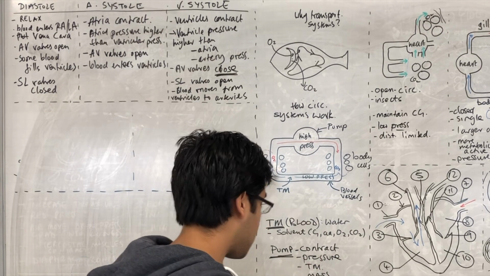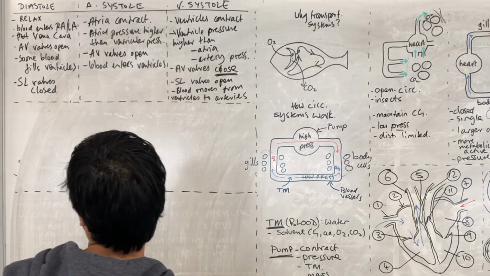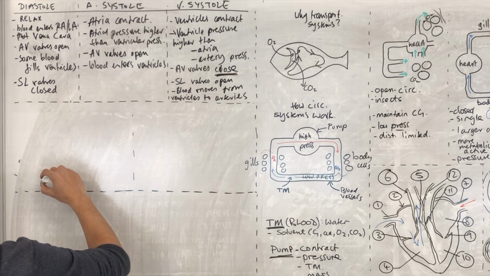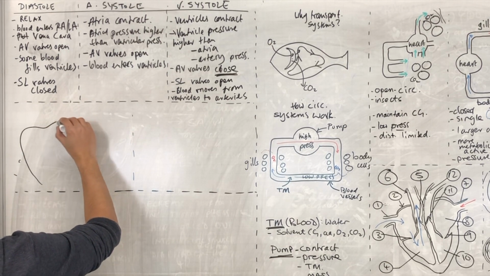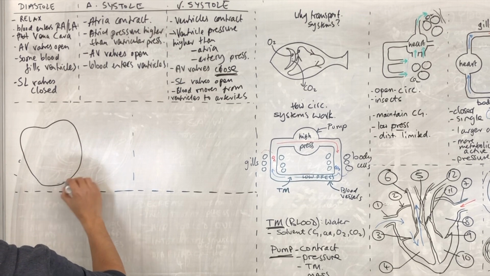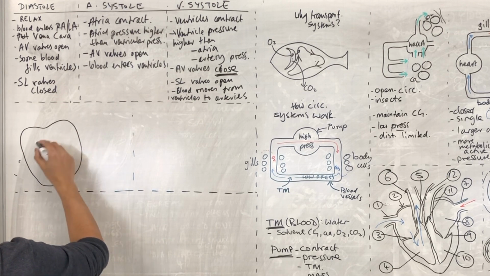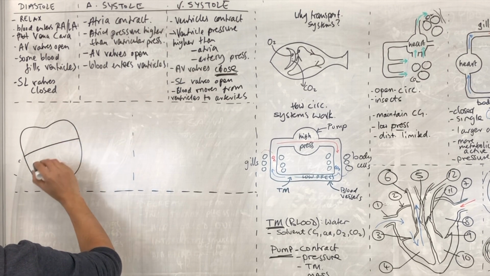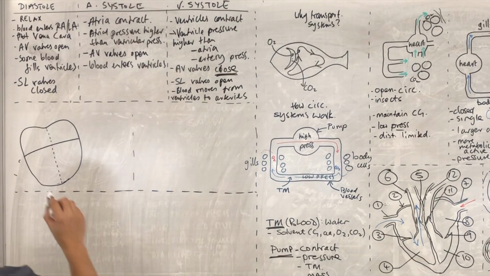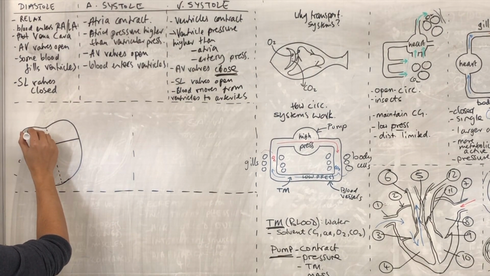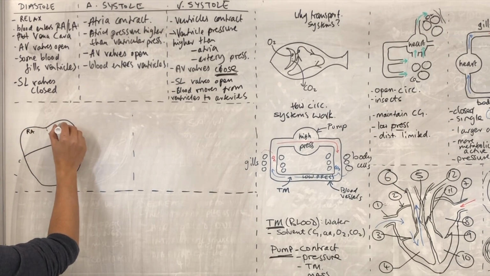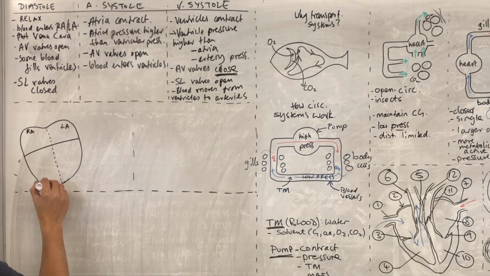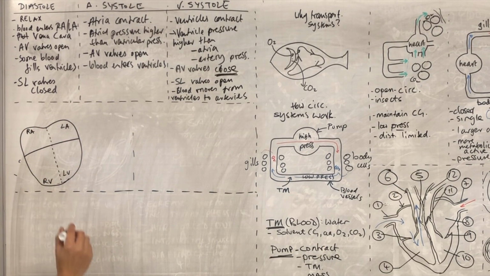How do we achieve that? Okay, so let's have a look. I'm going to simplify the heart structure, okay, so that we're looking at something like this. All right, got the atria at the top, and so this is our right atrium, this is our left atrium, this is the right ventricle, and this is the left ventricle.